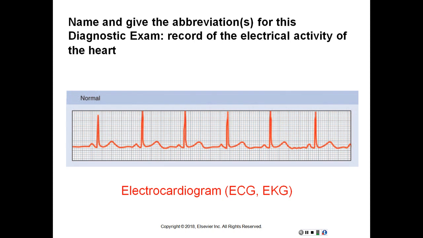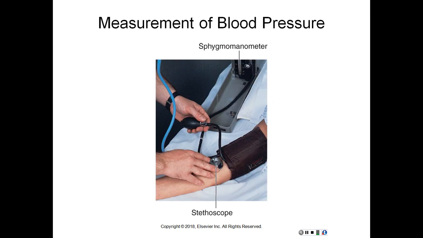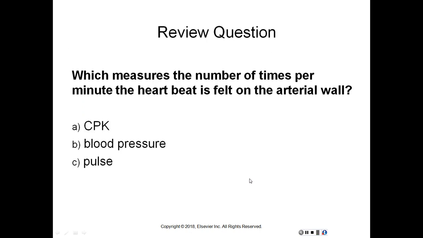Alright, so just a few more pictures. Here is the sphygmomanometer that they are using to take the patient's blood pressure, and here's the stethoscope they are using as well. And then we have one review question, which measures the number of times per minute the heartbeat is felt on the arterial wall. So hopefully you chose C for pulse, and that will end this recording.